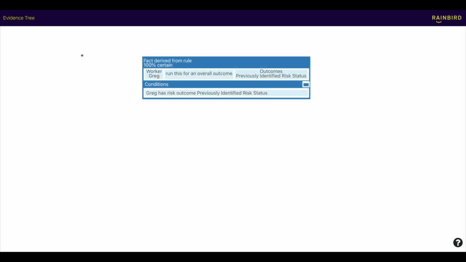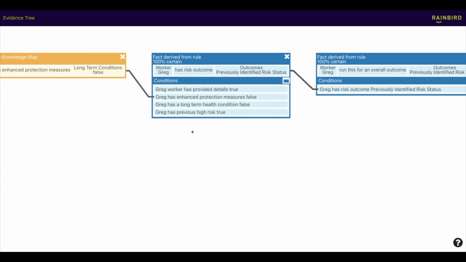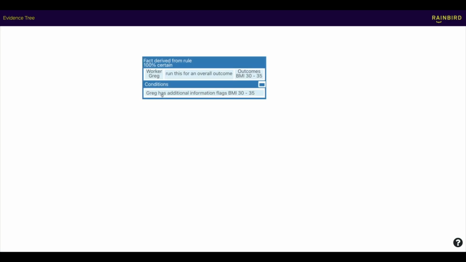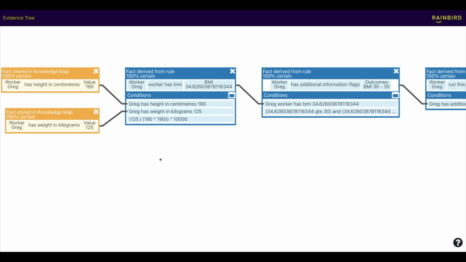We can go deeper and look at a visual evidence tree, a transparent breakdown of how Rainbird reached its conclusion, including all contributing factors. This can be explored for each of the outcomes. Each traces the reasoning paths, including the data that was used and where that came from.